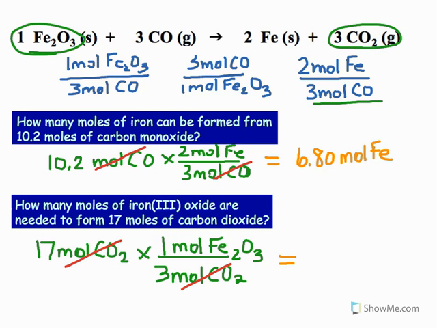So now in your calculator, multiply the numbers in the numerator and divide by the number in the denominator. When you do that, we get 5.7 moles of iron 3 oxide. And that's how you do a mole to mole conversion. Good luck.